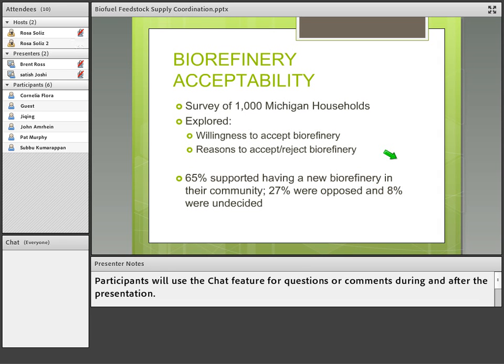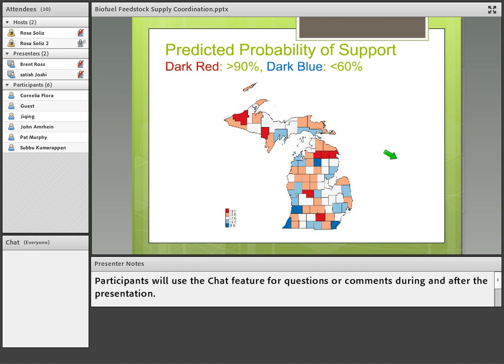And so then we explored that a bit further, using the data that came from the survey. We were able to identify the respondents' county and then use county level data to do a statistical model that would predict the acceptability of the biorefinery in all of the 83 Michigan counties. And that's what this looks like, the output of that model. This is a modeling exercise, so it's a predicted probability of support of the biorefinery in a community based on that community's characteristics and the characteristics of the people who responded to the survey. So the red counties are the places where the most people would be predicted to be supportive of that new facility coming in.